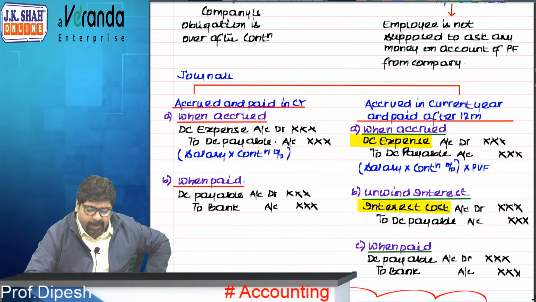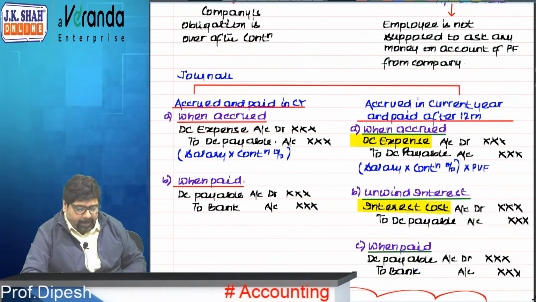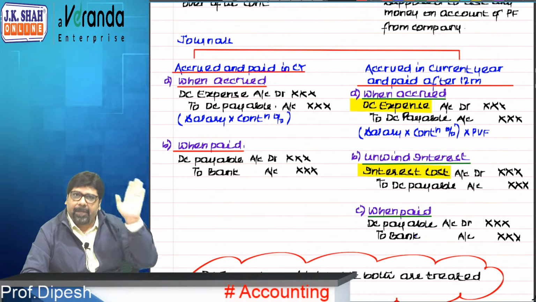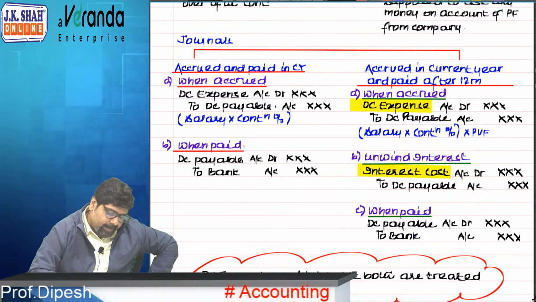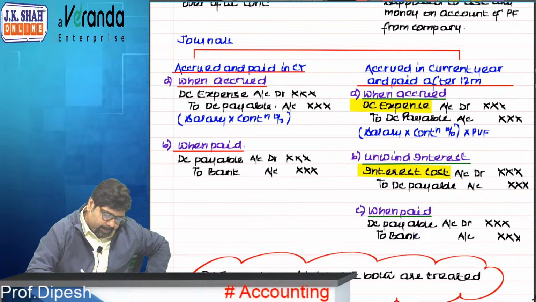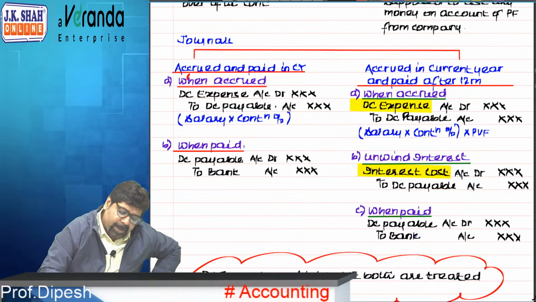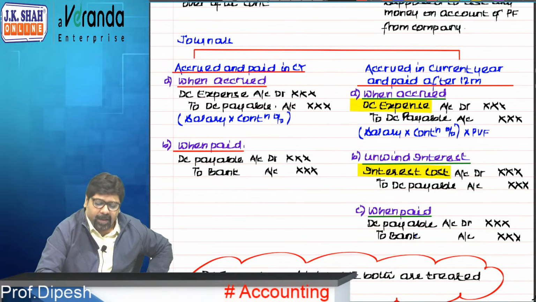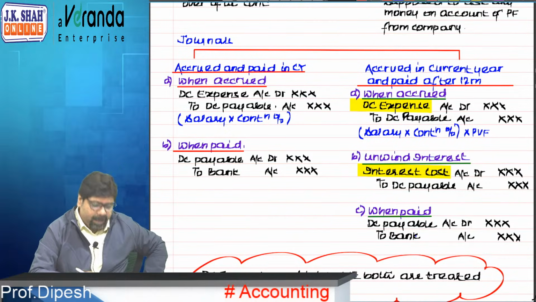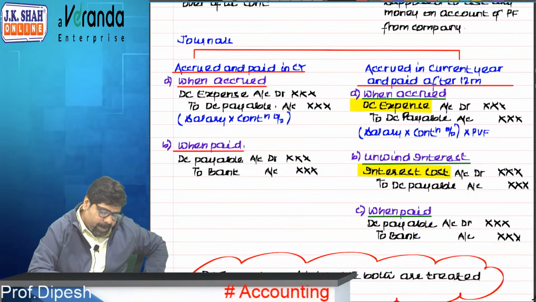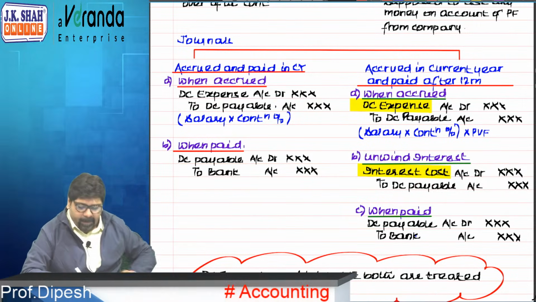Defined contribution expenses to defined contribution payable, then payable to paid. But if it is payable after 1 year, then accrued expenses to payable, then interest to payable, because 1 year's interest, and then paid, defined contribution payable to bank. So if it is paid within 1 year, expense to payable, payable to bank. If it is beyond 1 year, then expense to payable, interest to payable, then payable to bank.